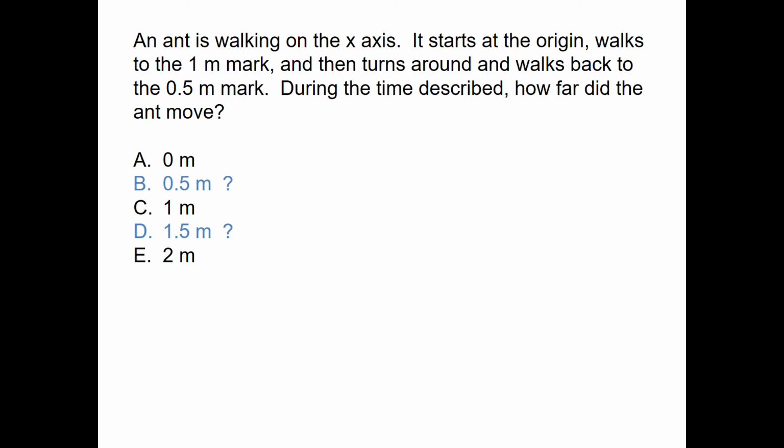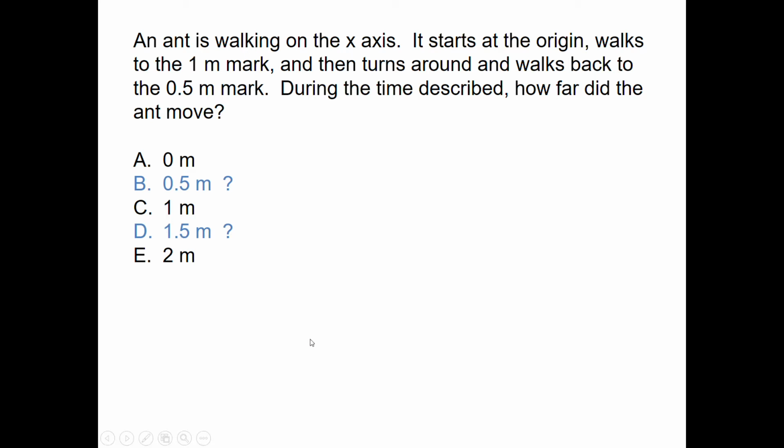One way to interpret it is just to say, well, it started out at x equals 0, and it ended up at x equals 0.5 meters. So it moved a half a meter. That's answer B. The second reasonable way to interpret it was the ant moved 1 meter to go to the 1 meter mark, and then it moves an additional half meter to go back to the 0.5 meter mark. When I add those together, I get 1.5 meters.